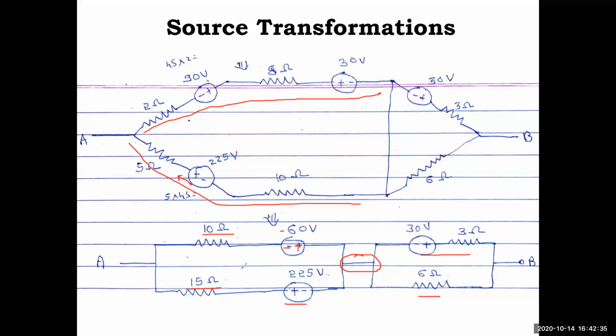So what will you get as current here? I is V by R. So 60 by 10 is 6 amps, and here 225 by 15 is 15 amps, right? And observe here, minus plus is there, so your current direction will be shown like this. Here you have plus minus, so your current direction should be like this. So you will get opposite side currents in this question. Similarly here you have minus plus, so the current direction will come like this. We'll show it in the next step.